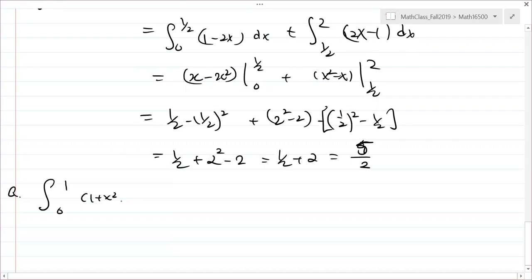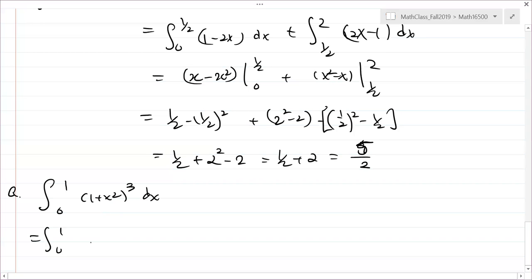Here's another problem: 1 plus x squared, cubed. Evaluate this integral. I have to expand it and express it as a polynomial. In general, we can only evaluate the integral of a polynomial, a sum of power functions, and then you know how to evaluate the integral of each power function.